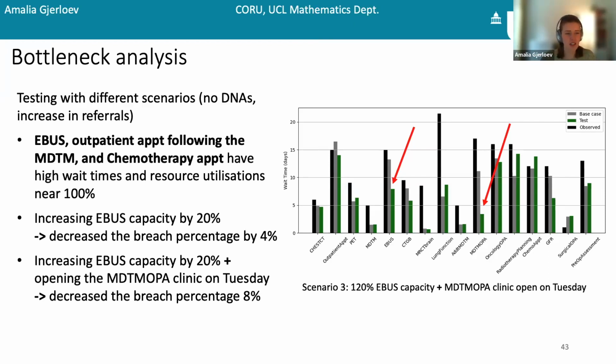So I experimented with increasing the capacity of the e-bus by 20%, and that decreased the breach percentage by 4%. I experimented with increasing the capacity of the e-bus by 20%, but then also, what if we opened up the outpatient appointment following the MDT? What if we open that up on a Tuesday? And that decreased the breach percentage by 8%. So that's just an image of that scenario 3 here on the right-hand side with the wait times for those two.